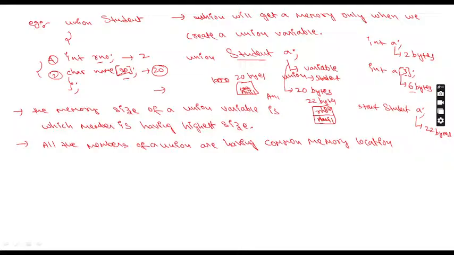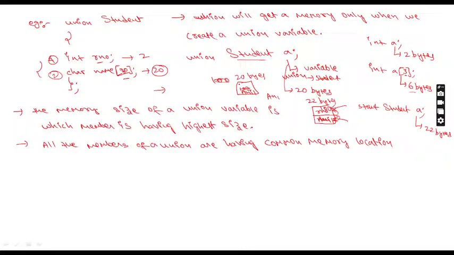It means the first person has a space and the second person also has their own space. When I enter any value, the value will be stored in that person's place only. Once we enter anything here, that will not disturb the other, because everyone has their own space. That is nothing but individual memory locations.